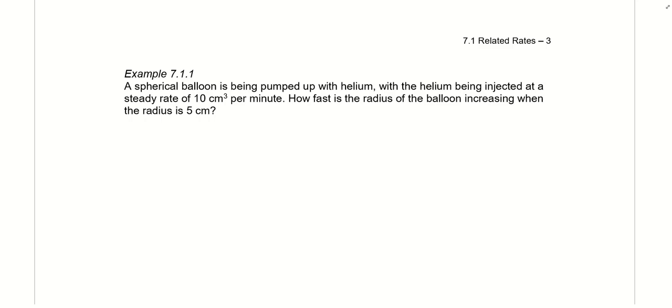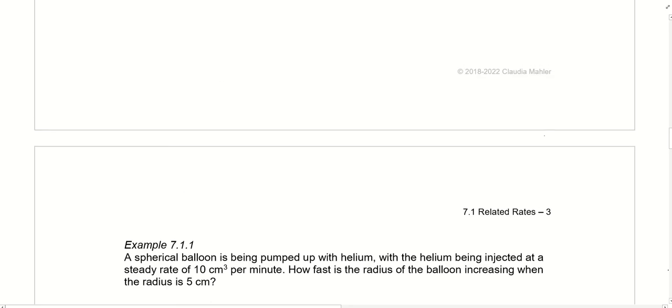All right, so let's take a look at this example. A spherical balloon is being pumped up with helium being injected at a steady rate of 10 centimeters cubed per minute. And we want to figure out how fast the radius of the balloon is increasing when the radius is 5 centimeters. Okay, so a decent amount of information here. And again, it might seem a little bit daunting at first, but let's go through our series of steps and see exactly what we need to do, or what might help us figure out this sort of problem.